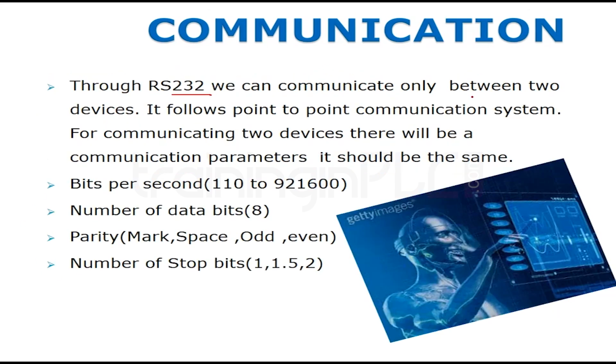With RS-232 we can communicate only between two devices. It follows the point-to-point communication system. It cannot communicate with two or more devices, only 2 devices. And the data transmission, if you see, can be 110 to 921600 bits per second. The number of data bits will be 8. If you see the parity, it can give mark, space, odd and even parity. And it can have 1, 1.5 or 2 stop bits.